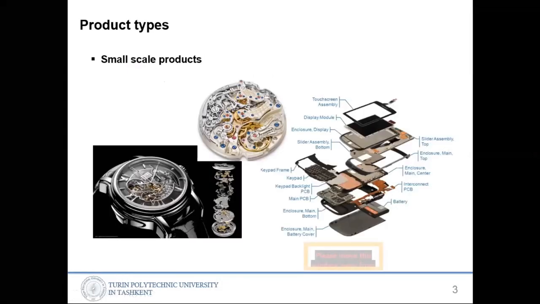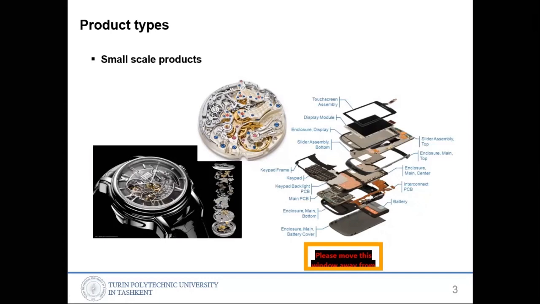The product types can be of different scale, small scale or bigger, and the types are different. Here you can see small scale products. One of the small scale products is the wristwatch. A watch is very small scale. It has very small parts, or electronic devices like a cell phone, where inside you can see very small chips. So the scale is very small, and that's why, depending on the scale, the documentation and the drawings will be different.